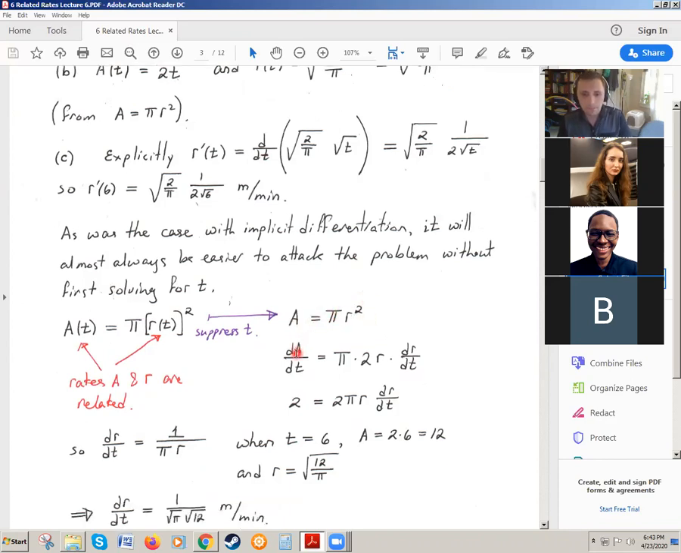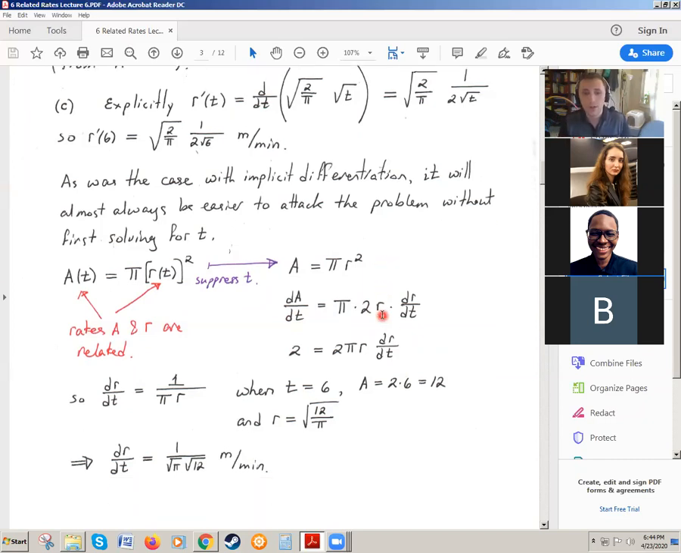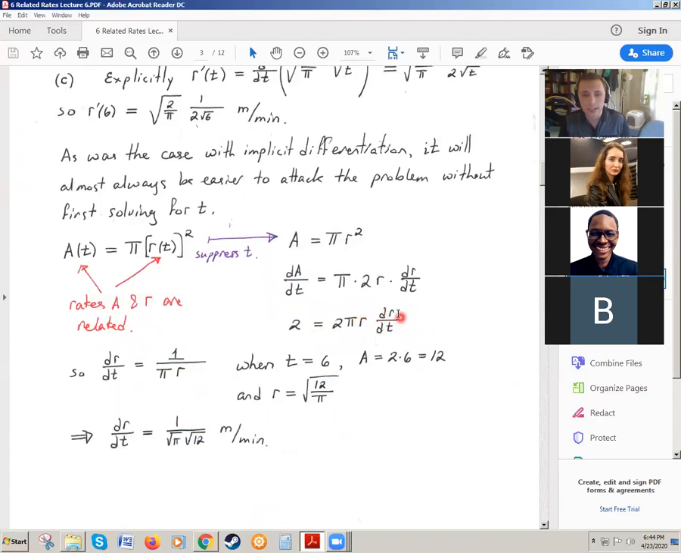So dA/dt, I take the derivative of A with respect to time, equals the derivative of the other side with respect to time. And that would be pi times 2 times r times dr/dt. Because again, I'm taking derivatives of two different functions, but all of them are functions of time. I take it with respect to t. Good. So what do I get from there? From there, I have this equation.